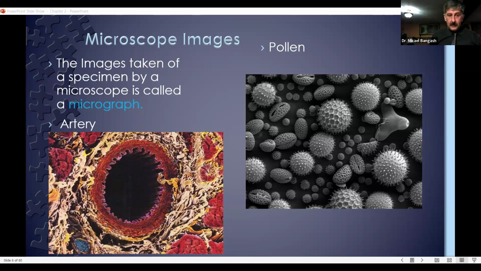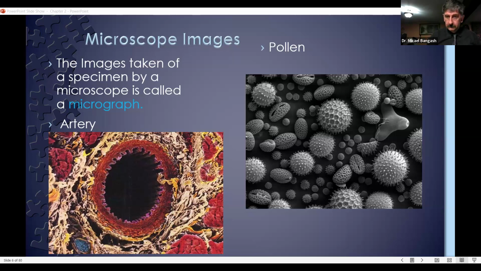Well, guys, these are just two pictures of two different things. And pretty much what you see right here is an artery. But all this around it is tissues exactly around the artery. You can see there are some muscles. But this thing here is an artery. So this is actually an example of a micrograph: a picture taken of a slide of an artery.